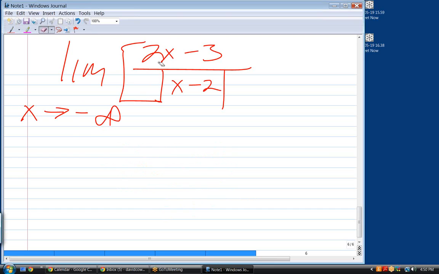Well, this problem, as x goes to negative infinity, the numerator goes to negative infinity, and the denominator goes to negative infinity. So this is an indeterminate. But we know what the limit's going to be based on the fact that the numerator has a maximum exponent of 1 on a variable. The denominator has a maximum exponent of 1. Therefore, let's take away these absolute value signs for a second. What's the limit of that as x goes to infinity?